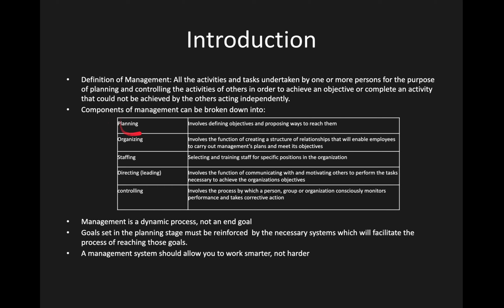So we look at the five different components that lead to management. First you have planning, organizing, then staffing, directing and controlling. In planning, you define your objectives and the purpose of reaching them. Then organizing: you want to create a structure of relationships that will enable the employees to carry out the management plans and meet the objectives. Then you want to select and train appropriate staff and equip them with certain skills for the position in the organization. And then in directing, you want to lead them by communicating and motivating them to perform the task in order to achieve the organization's objectives.